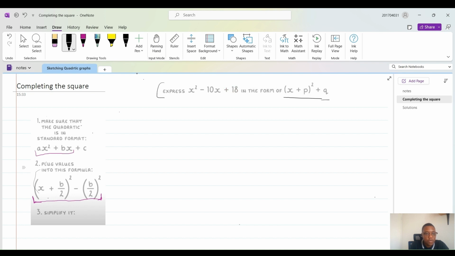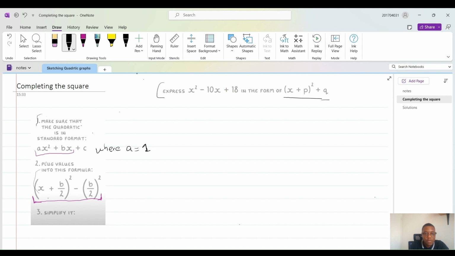So the first step is to make sure that the quadratic expression is in the standard form ax squared plus bx plus c, where a is equal to 1. So always make sure that a is equal to 1 in this case. Then the second step is to plug values into this formula here, which is (x plus b over 2) squared minus (b over 2) squared. Then the third step, which is simply simplify.